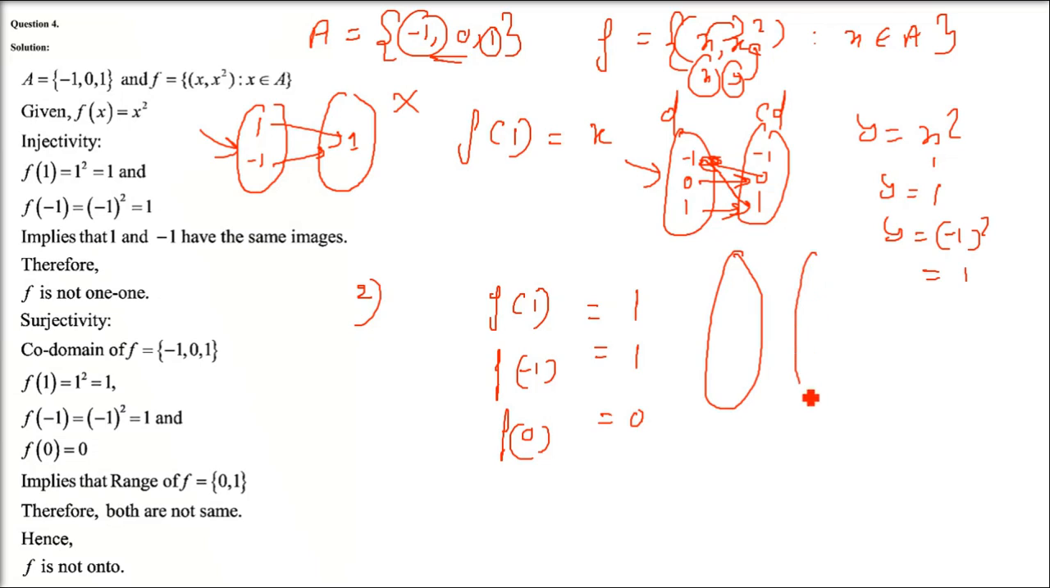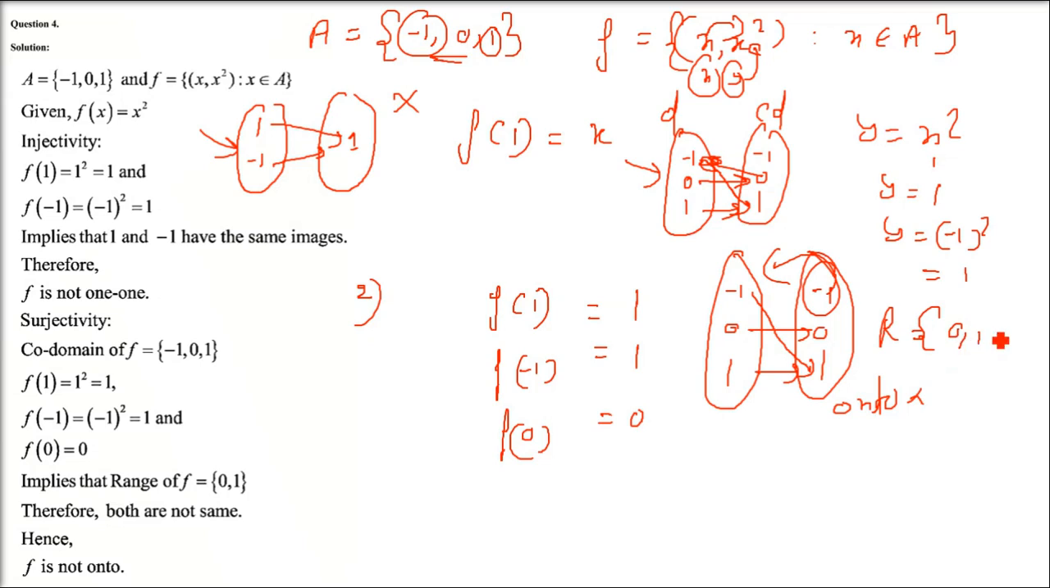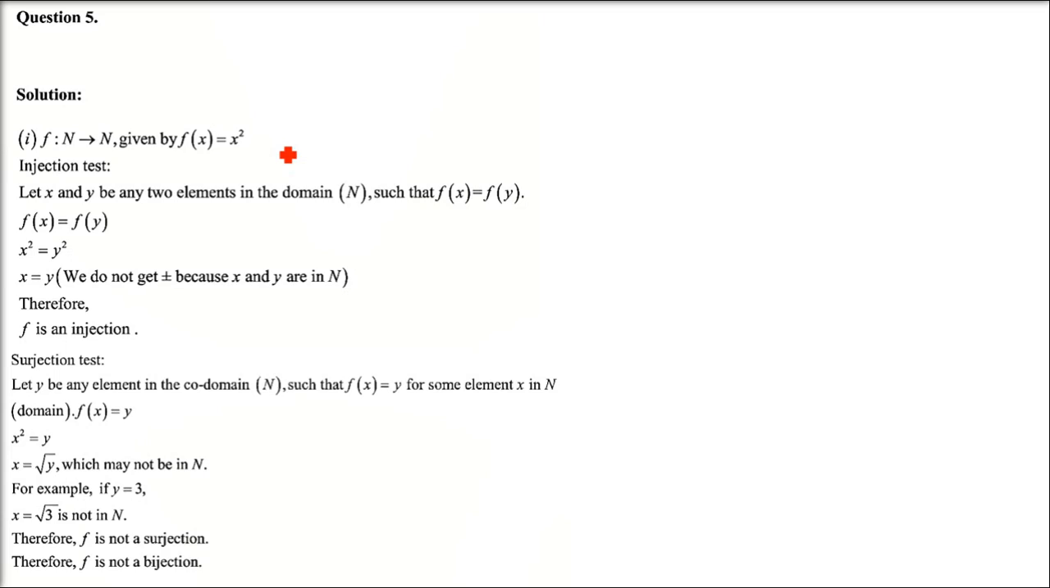That means negative 1 remains. It has no pre-image. Negative 1 related to 1, 1 related to 1, 0 related to 0, and negative 1 remains. Negative 1 has no pre-image, and that is contrary to the description of onto. Because range is only 0, 1. Codomain is negative 1, 0, 1. Okay. So this is the answer.